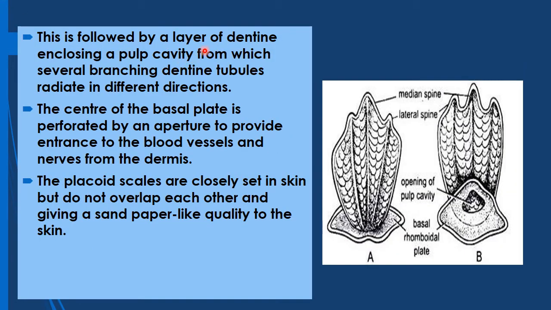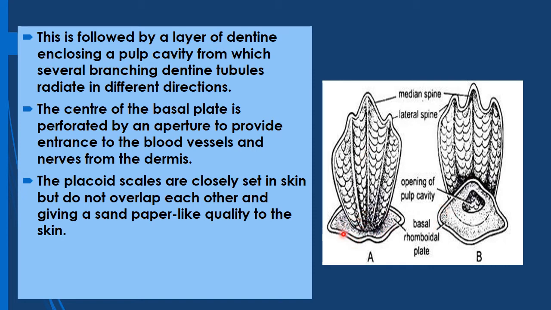This is followed by a layer of dentine which encloses the pulp cavity, from which several branching dentine tubules radiate in different directions. The center of the basal plate is perforated by an aperture to provide entrance to the blood vessels and nerves from the dermis. The placoid scales are closely set in the skin but do not overlap each other, giving a sandpaper-like quality to the skin. So this is the structure of the placoid scale.